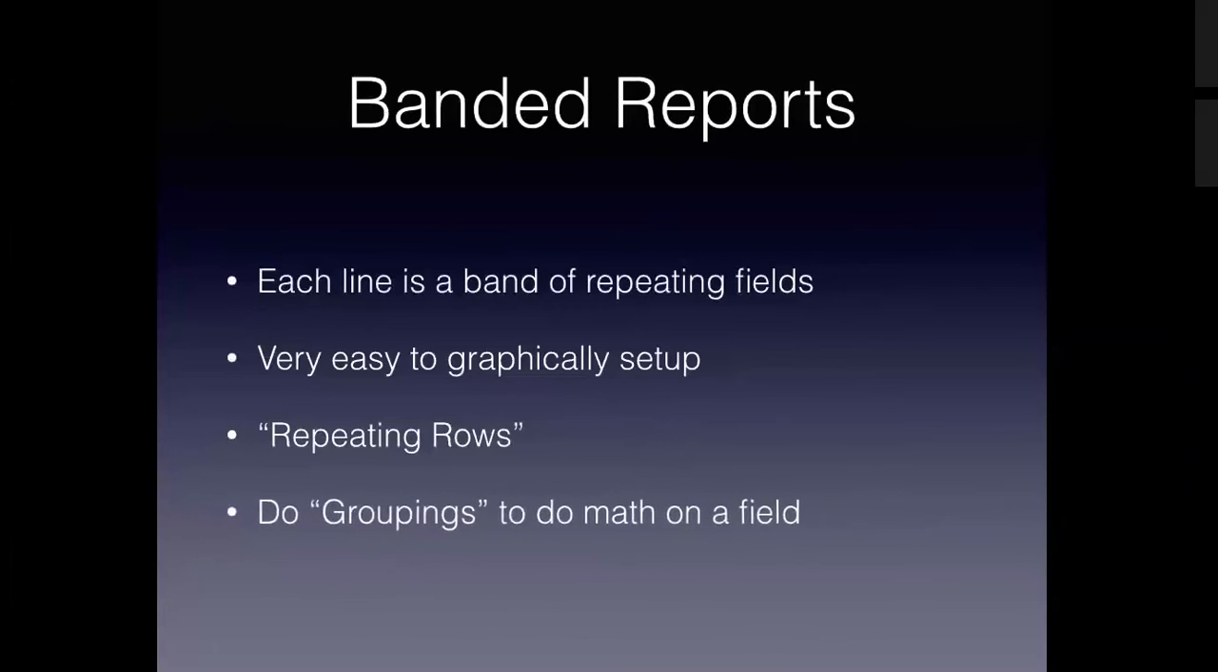And then you do groupings to be able to segment your data and do math on a field. So if you wanted to do a subtotal on, say, account balances or something, you do a grouping on account type, and then in your footer in that group, it would show up the math.